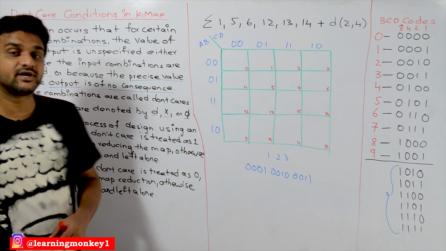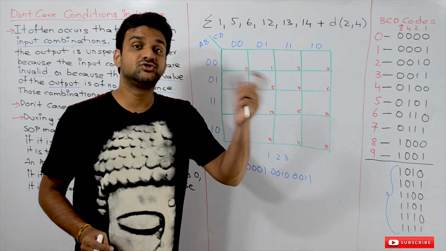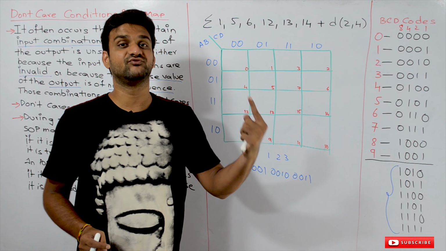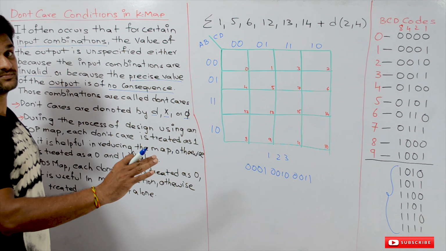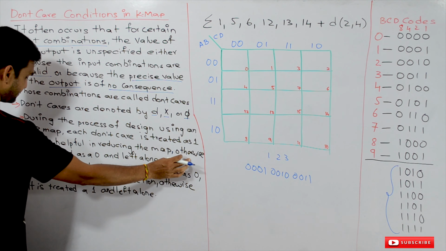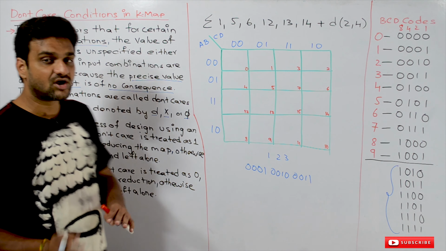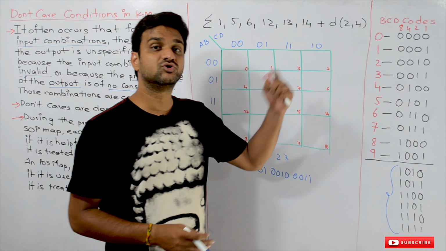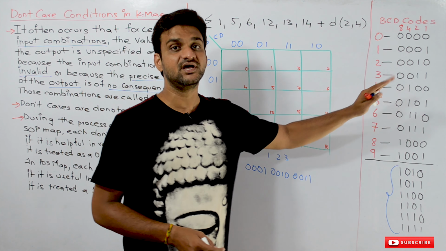In order to reduce the map, if the don't cares are helpful, then those don't cares are used as 1 in SOP. If they are not helpful, otherwise it is treated as 0 and left alone. If they are not helpful in reduction, those symbols are left alone.